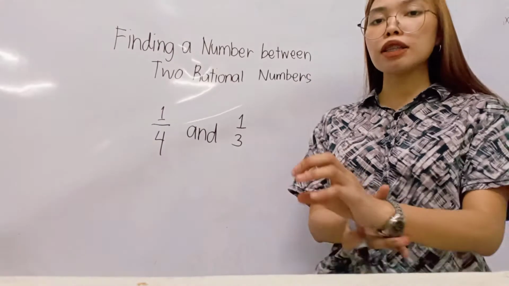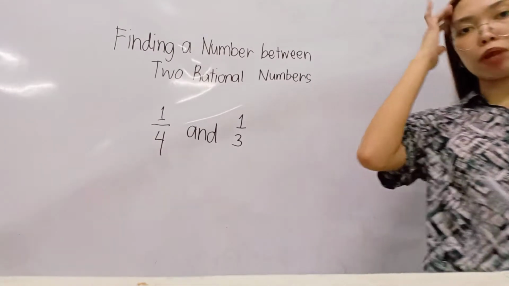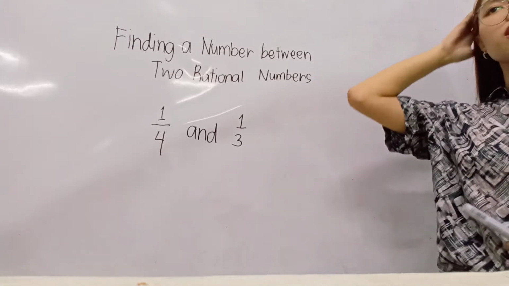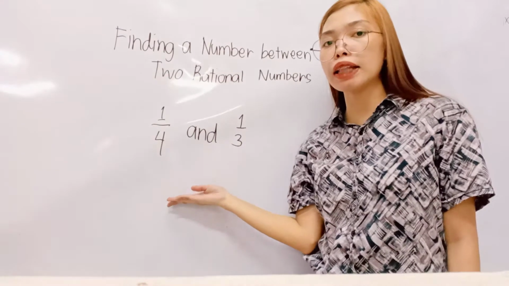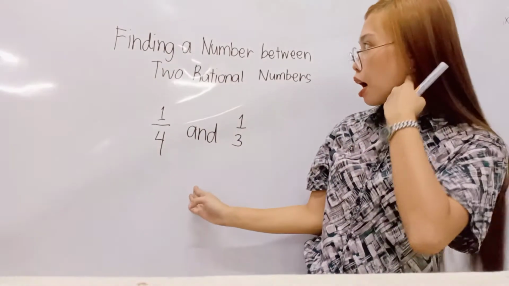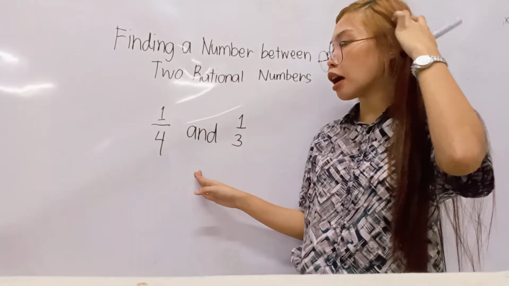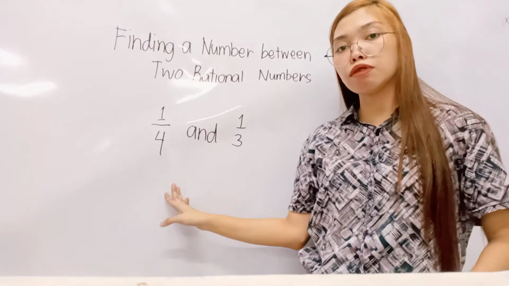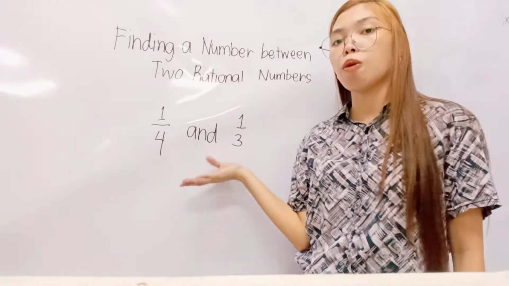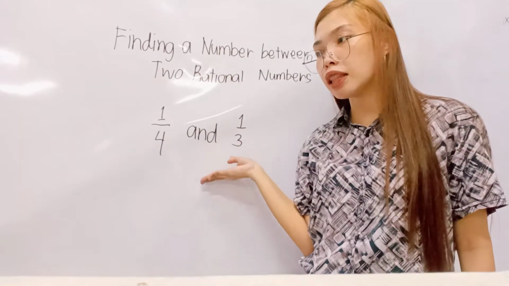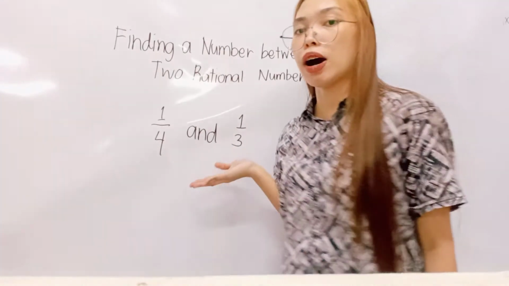Okay, so now let's proceed to finding a number between two rational numbers. So, in this part, we are given two rational numbers, and we are to find the numbers that can be found between them. Okay? Yung number na makikita natin sa pagitan ni 1/4 and the 1/3. Okay? So, let's try to solve for this. Example 1. So, we are going to find rational numbers between 1/4 and 1/3.